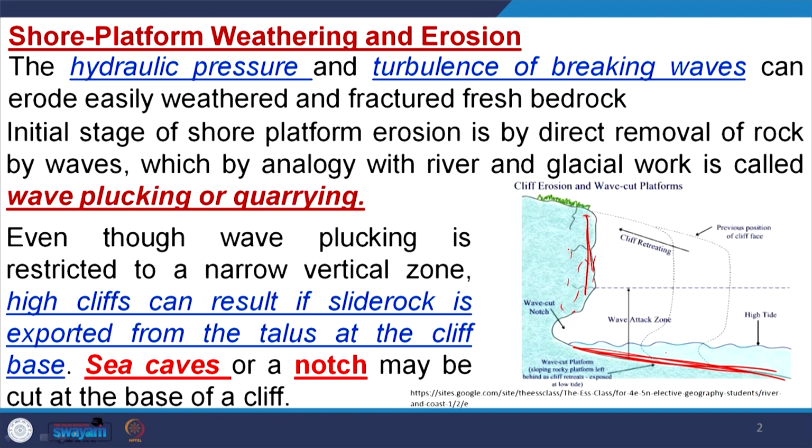The hydraulic pressure and turbulence of the breaking wave can easily erode weathered rock, fractured rock, or even fresh bedrock. So there are two types of activities by the wave: one is hydraulic pressure, another is the turbulence of the breaking wave. In either case, there will be removal of rock material from this cliff.